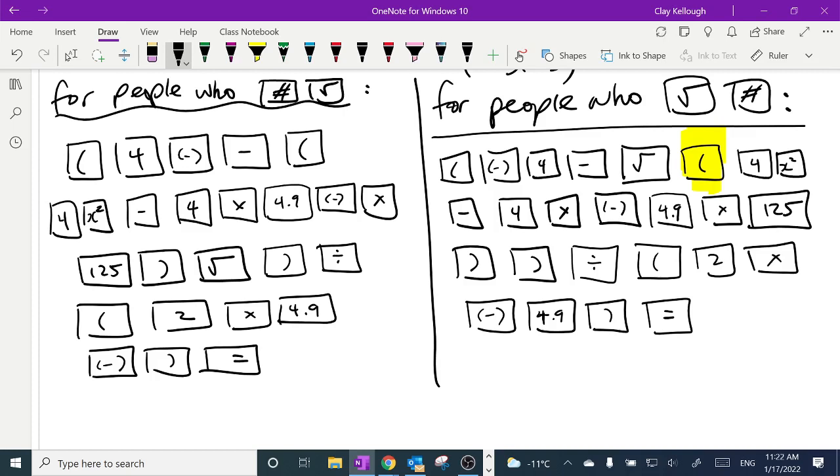Hang on, I'll get to your question in a second. So open a bracket, negative 4, minus the square root of, open a bracket, 4 squared minus 4 times negative 4.9 times 125, close bracket, divide, open bracket, 2 times negative 4.9, close brackets, equals. Yep. Either way, 5.475. Oh, hang on, I just copied that wrong. Okay, question.